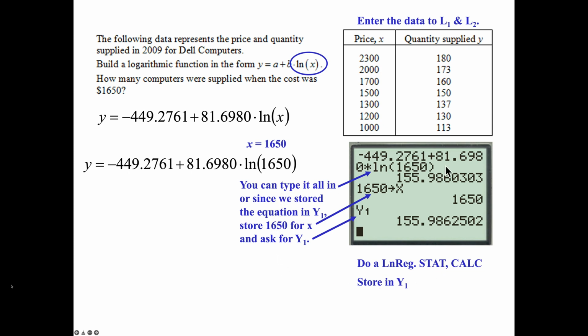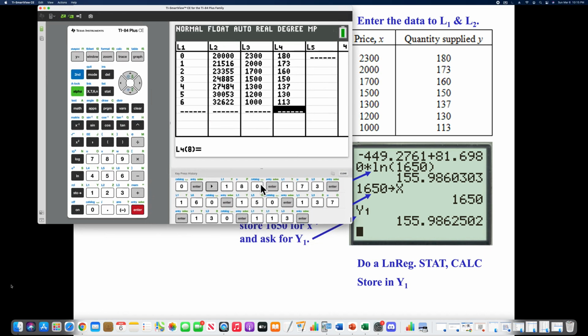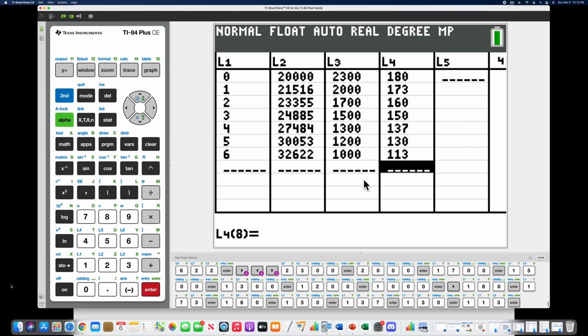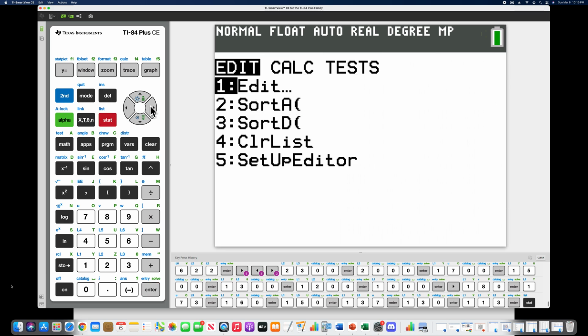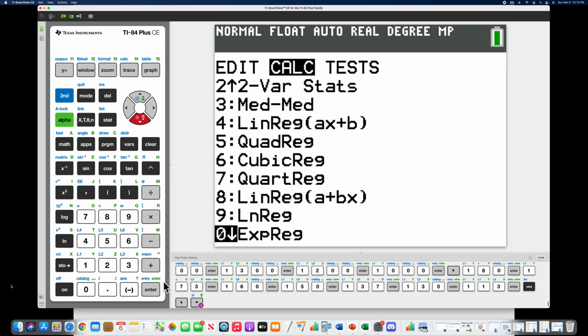So you can type it straight in, but if you store it, you can also store for X or use your Y1 feature to crunch the values. And again, I'll demonstrate that with our calculator here. All right, so I'm going to grab the calculator here. Now I've got my data in L1, L2, 3, and 4, so bear with me here. So if we do that exponential one, stat, calc, scroll down to 0, that's where the exponential regression is.